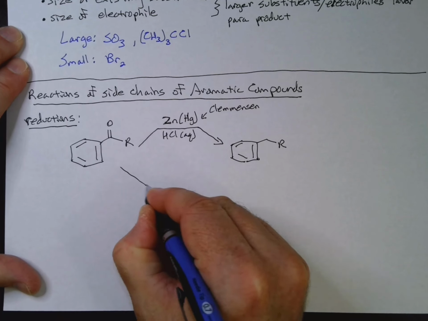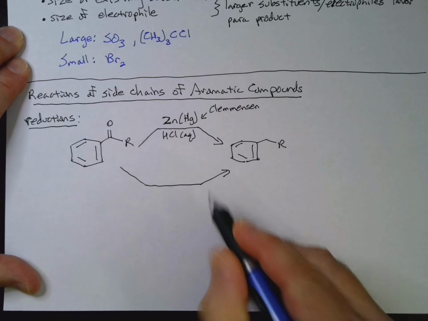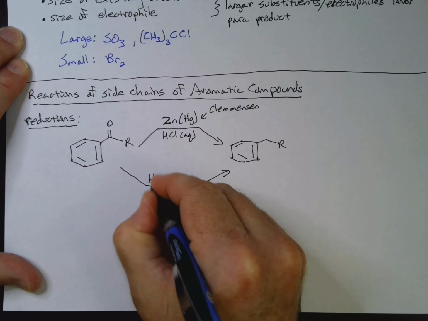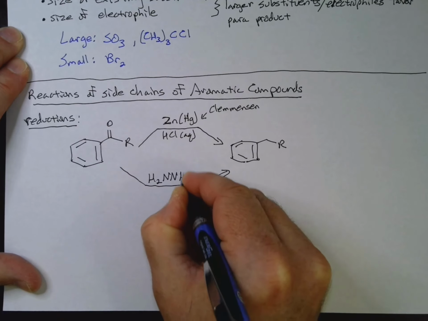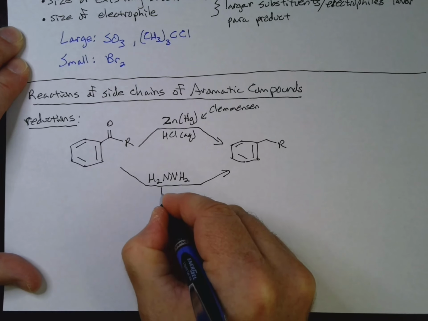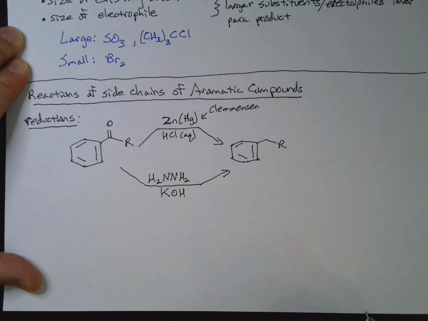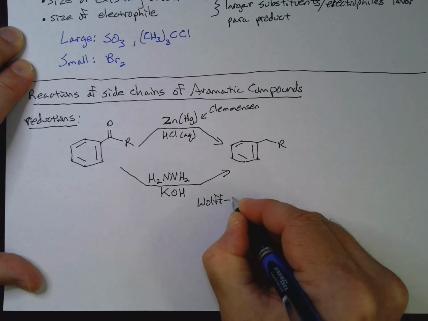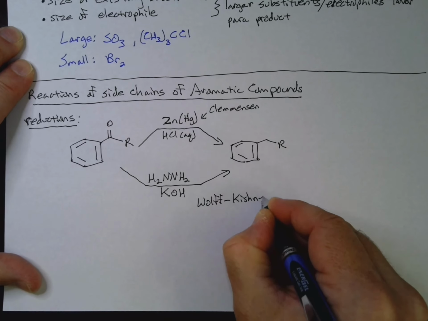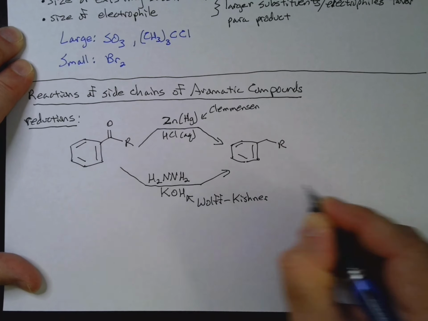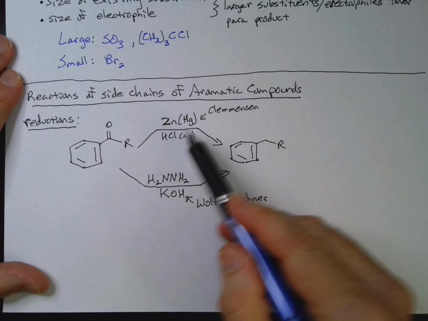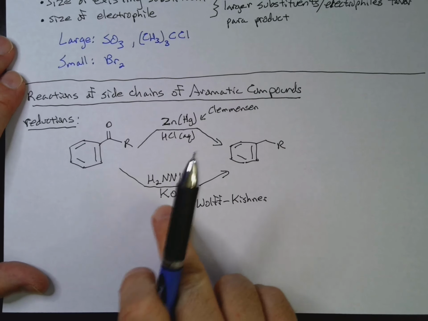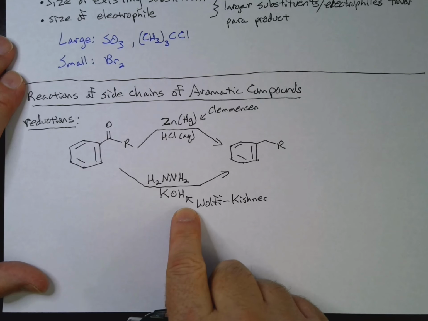We could also do the following. Notice that this is an acid. If we didn't want to work in acid, we do have a reduction using hydrazine and KOH. This is called the Wolff-Kishner reaction. So let's say we had something where if we treated it with acid, another part of the molecule might react or something. Then we might want to use the Wolff-Kishner reduction instead.